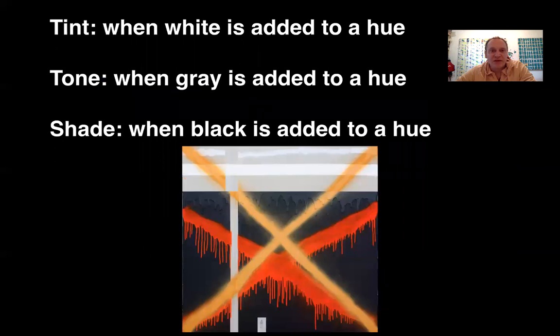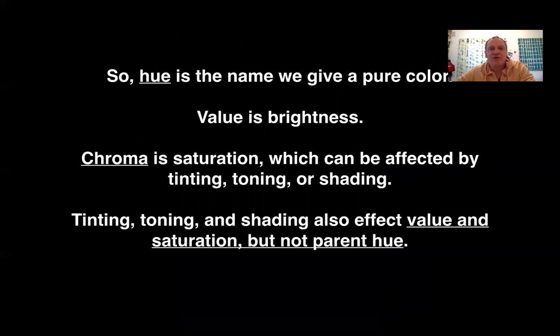Remember this. Tint is when white is added to a hue, tone is when gray is added to a hue, and shade is when black is added to a hue. So hue's the name we give a pure color, value is brightness, and chroma is saturation, and that can be affected by tinting, toning, and shading, and so can value be affected, and saturation. But the parent hue is still within whatever color we see.